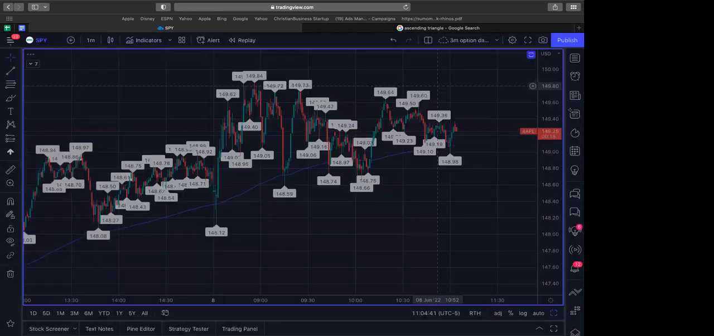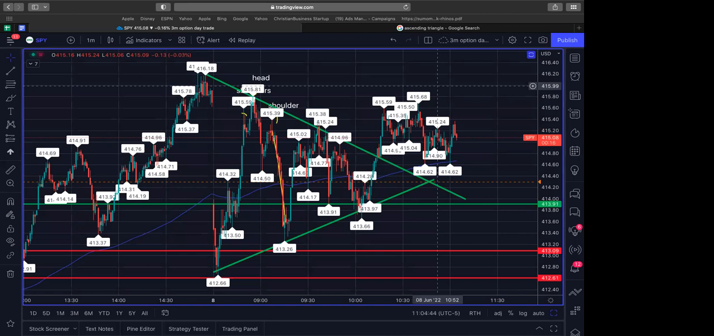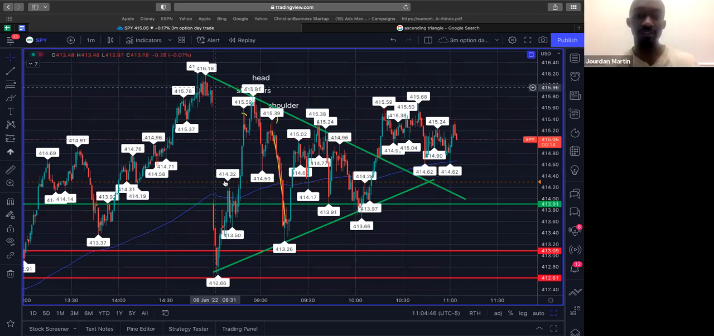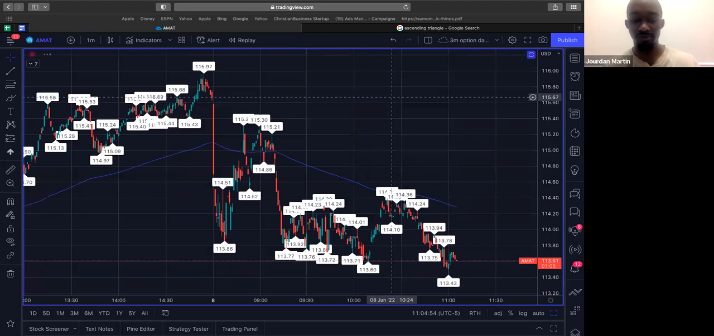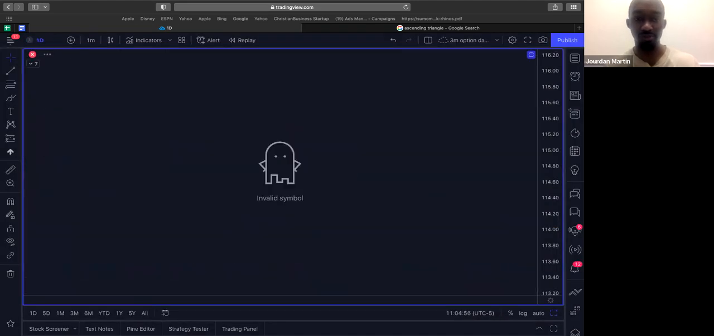Can you look at CAT? Sure can. See, SPY did the same thing, right? SPY is making the same pattern and then it broke out. So I'm not sure what's going on with that. I'm gonna look at CAT after I look at AMAT, because somebody did ask me to show Applied Materials.